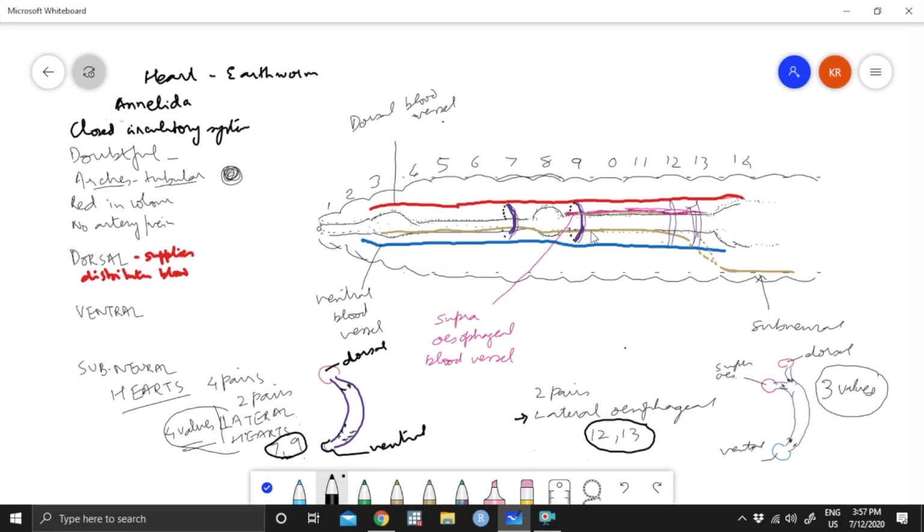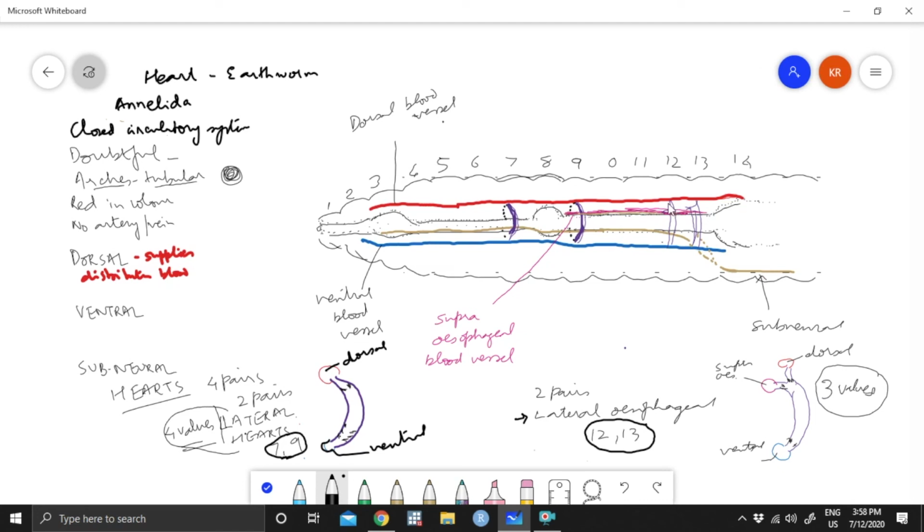Similarly, there are 2 more pairs of valves. These are in segments 12 and 13. So look at this particular diagram. See, this is similar to the lateral heart, but only thing is it is receiving blood even from the supraesophageal vessel. So where is the supraesophageal blood vessel? Just above the stomach, but it is called supraesophageal. Right from 9th segment to 13th segment, this blood vessel is present. It communicates even with these lateral esophageal vessels, but that we are not showing now.